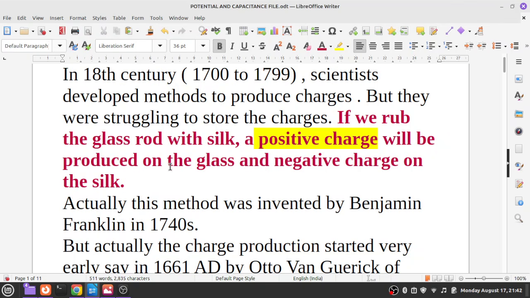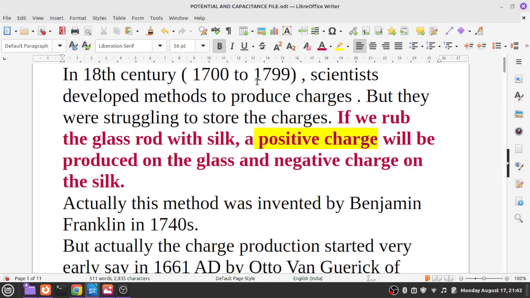Why? Because once you rub the glass rod with silk, electrons will be transferred from the glass rod to the silk. Therefore, the glass rod becomes positively charged and the silk becomes negative. This is the modern way of explanation.